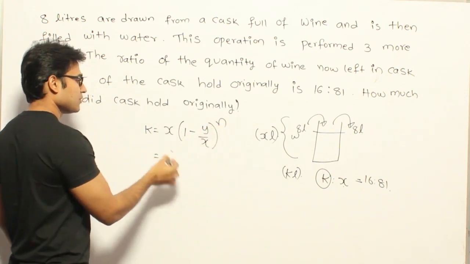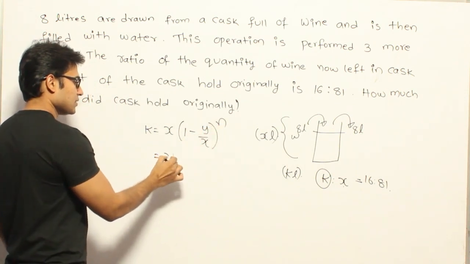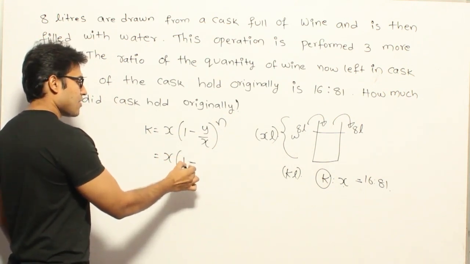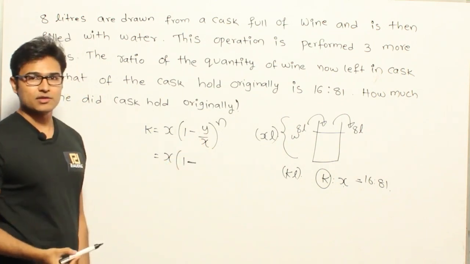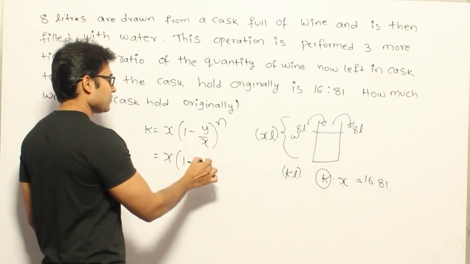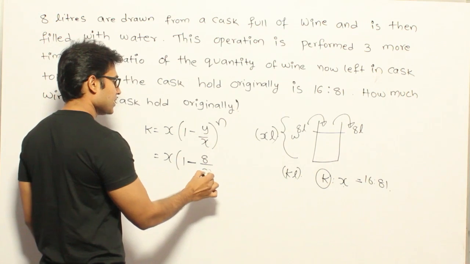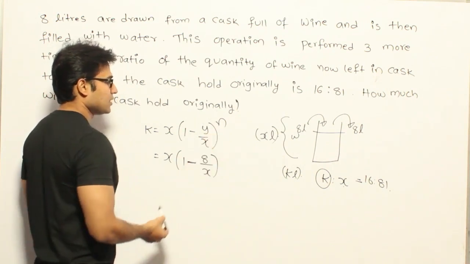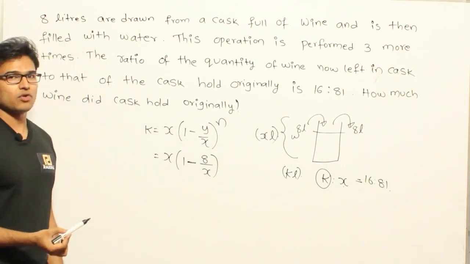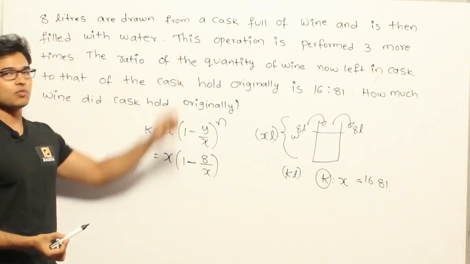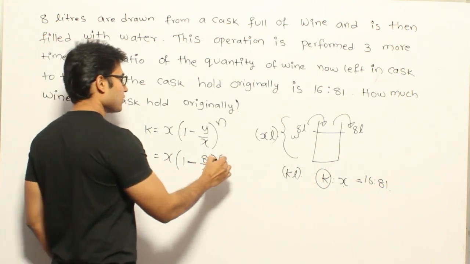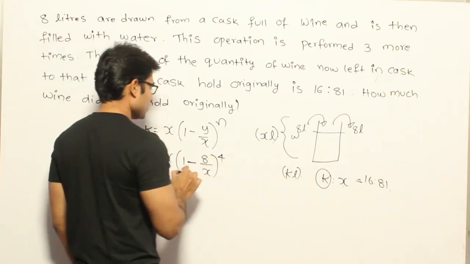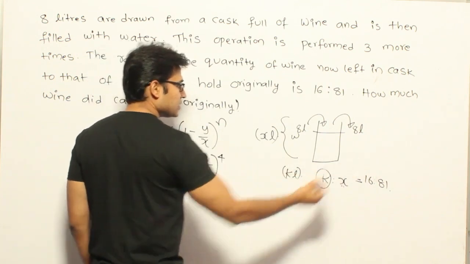Now let's replace everything. x we don't know how much it is, but they are saying that every time we are going to replace 8 liters of the mixture with 8 liters of water. Therefore y is definitely 8. And n is the number of times it is repeated, which is 4 times: 1 time and then 3 more times. That is why n is 4. Now they have given the ratio of these two, so k is to x equal to 16:81.